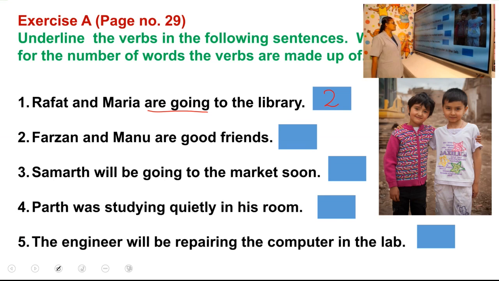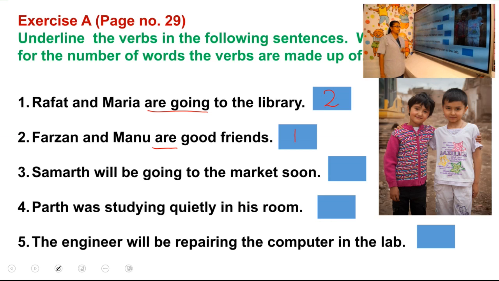It's very good. Let us move on to the second question. Farzan and Manu are good friends. So here, find out the verb. Which is the verb? Have you got it? Yes, are is the verb. So here, it is of how many words? Only 1. So you can write number 1 there.